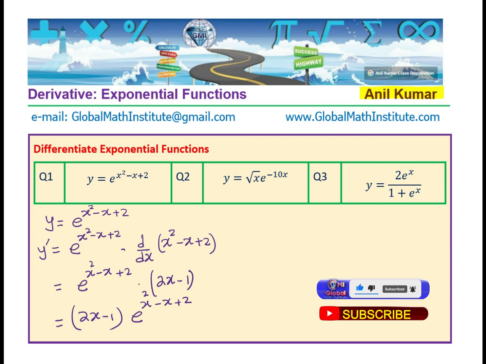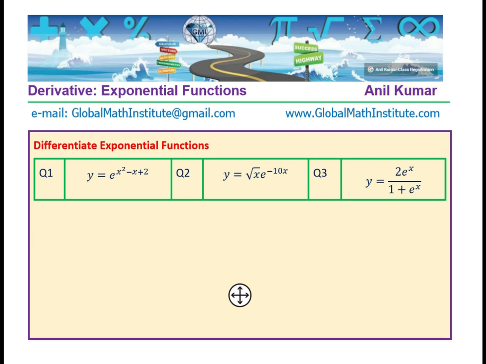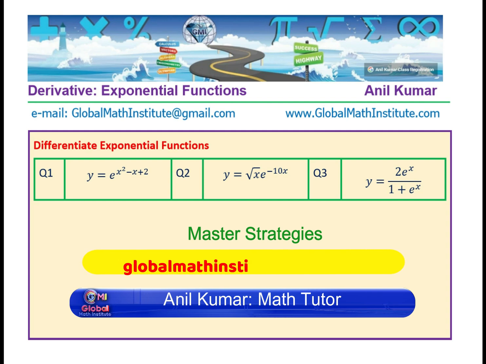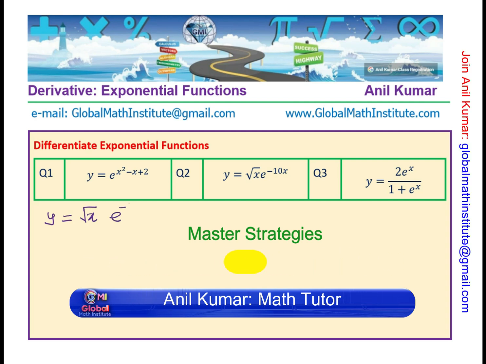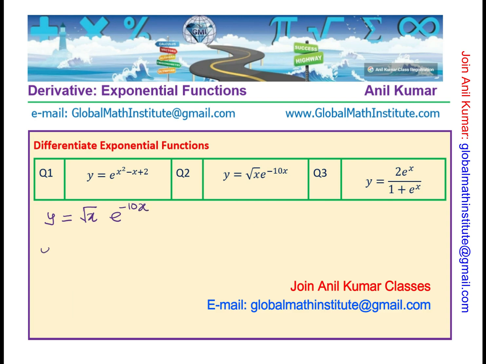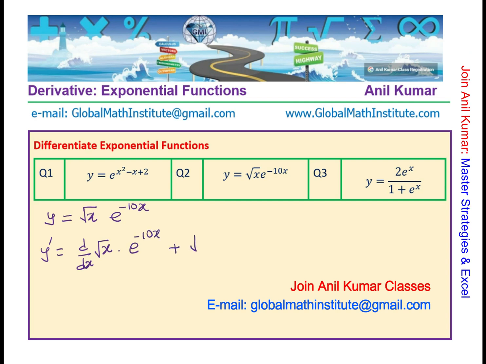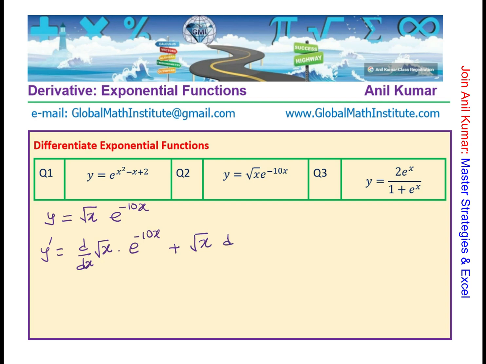Now, let's take up the second question. In the second question, there are two functions, so we'll apply the product rule. Question number 2 here is y equals square root of x times e to the power of minus 10x. So the derivative will be the derivative of the first function times e to the power of minus 10x, plus the first function times the derivative of e to the power of minus 10x.